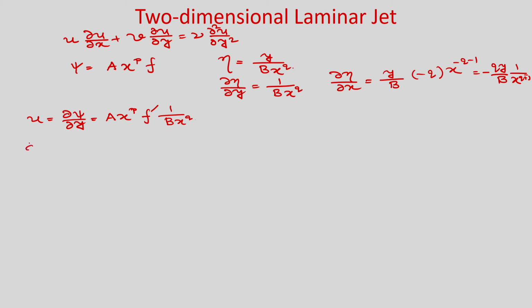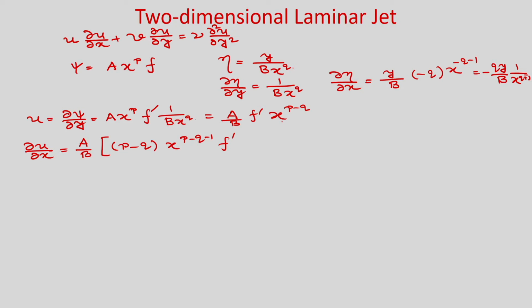Then we can write del u by del x. So, you can see this is your u. So, we can write del u by del x. So, a by b you can take outside the bracket. So, this we can write as a by b f prime x to the power p minus q. So, del u by del x, if we write, then it will be p minus q x to the power p minus q minus 1 a prime.